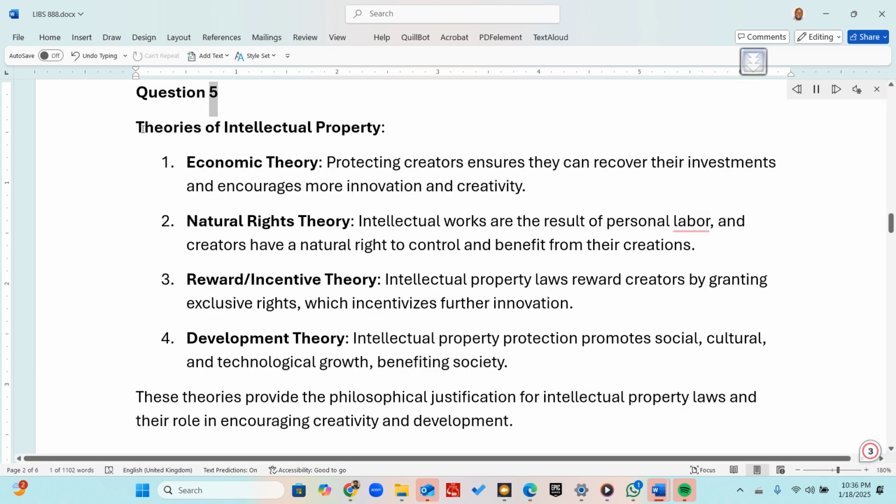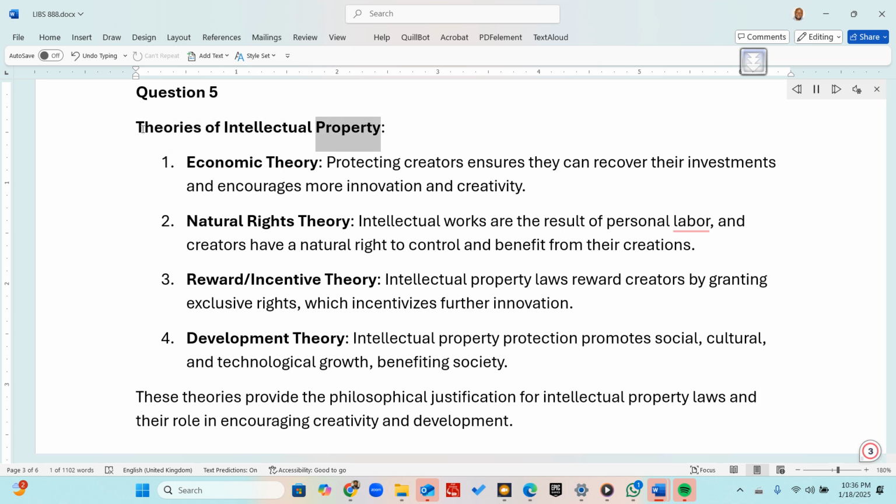Question 5. Theories of intellectual property. Economic theory. Protecting creators ensures they can recover their investments and encourages more innovation and creativity. Natural rights theory. Intellectual works are the result of personal labor, and creators have a natural right to control and benefit from their creations. Reward incentive theory.